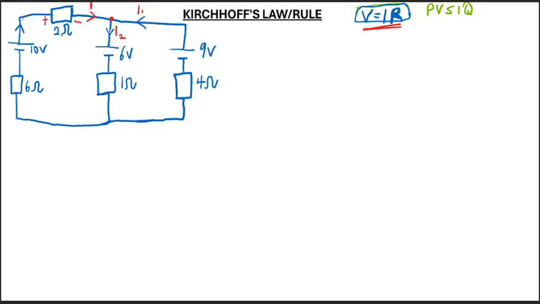Current is flowing downward like this. This is positive, this is negative. Remember, current is going in this direction, so this should be my positive and this should be my negative, because current moves like this.